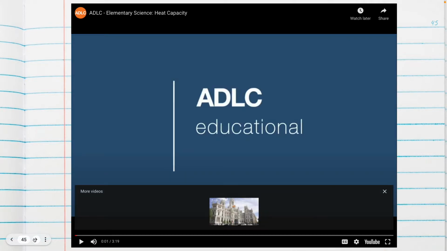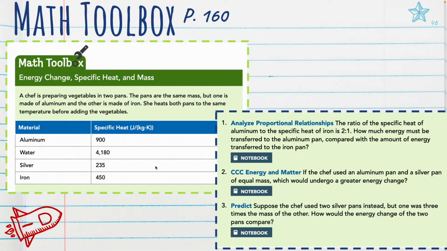Hello, and welcome. All right, on page 160 in your book, I'm going to have you guys go to the math toolbox. In the math toolbox, it says a chef is preparing vegetables in 2 pans. The pans are the same mass, but one pan is made of aluminum and the other pan is made of iron. She heats both pans to the same temperature before adding the vegetables. So same vegetables, same size pans, same mass. One is made of iron, one is made of aluminum.